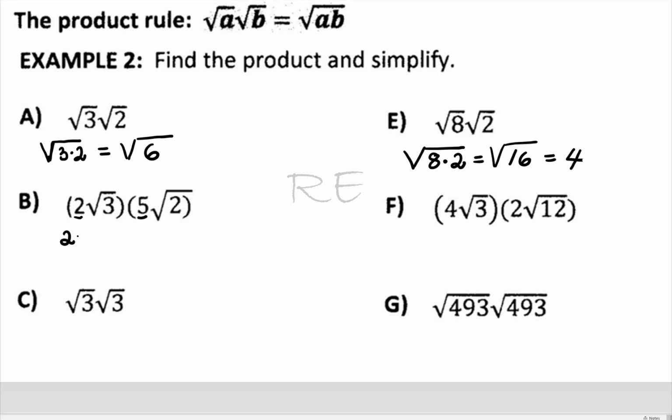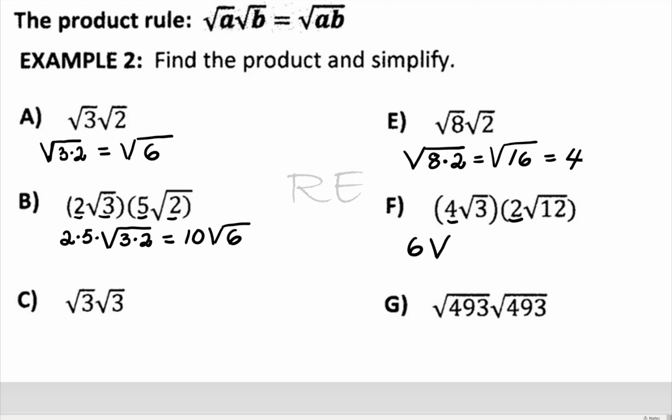Multiplication is commutative. We can rearrange the factors. We will have 2 times 5 times square root of 3 times 2. 2 times 5 is 10, and square root of 3 times 2 is square root of 6. The answer is 10 square root of 6.